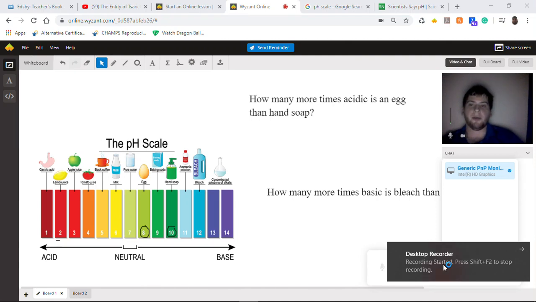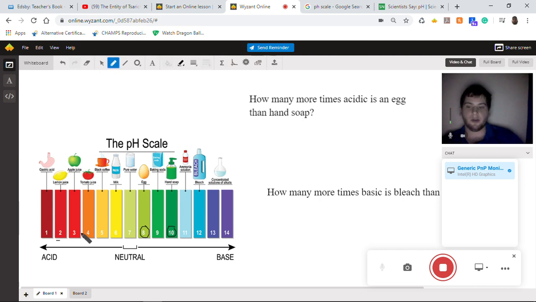We're going to talk about the pH scale today. Before we get to the questions I have posted, I just want to take a look at the scale itself. Notice the scale has pretty small numbers. It only ranges from 1 to 14. Yet we have a vast variety of different things on the scale.